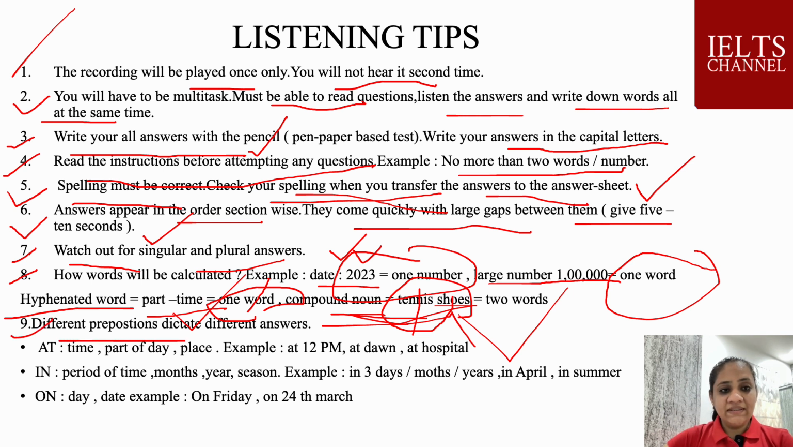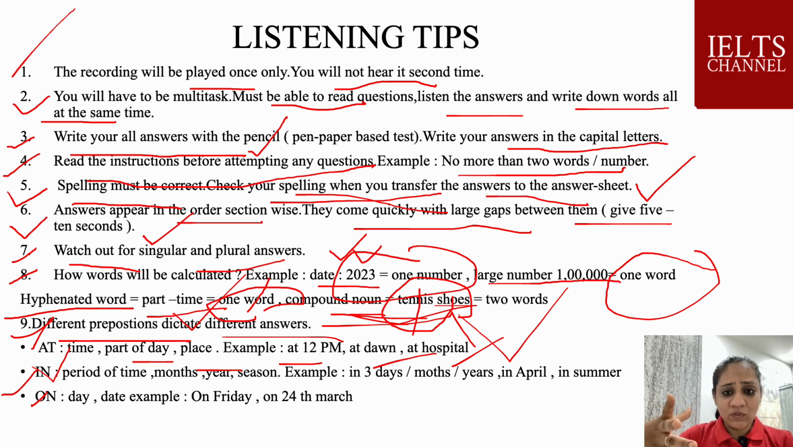Different prepositions dictate different answers. Your prepositions are at, in, and on. For at, we use it when we have to indicate the time, part of the day, or a place. For example, at 12 p.m., at dawn, or at the hospital. So if at is given and afterwards a blank is given, I have to be very sure that in that blank I have a time, a part of the day, or a place.